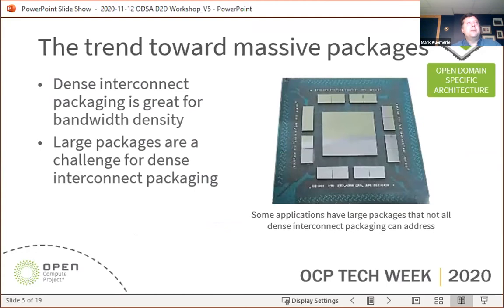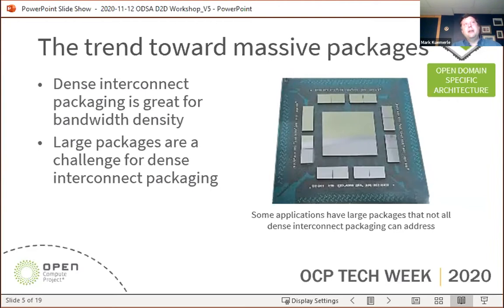The one thing I'll point out, there is a trend in some parts of the market towards just exceedingly massive packages. This is actually a picture of one of our products at Marvell that drives to a fairly big, complicated package, uses chiplets. When we look at this kind of solution, we chose to implement this on an organic carrier on a standard laminate, because large packages are generally a challenge for dense interconnect package.